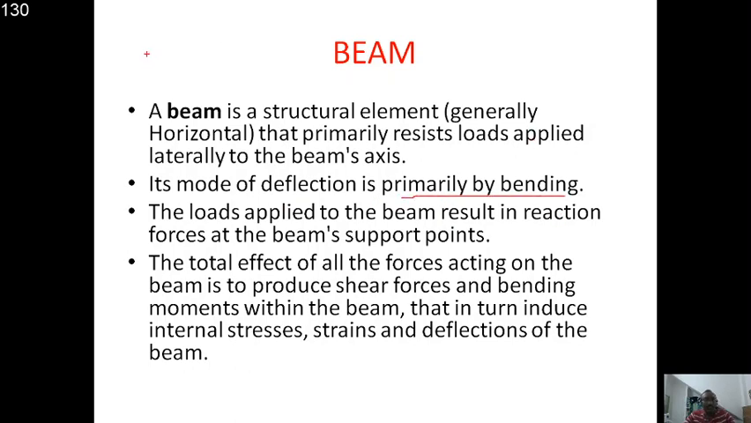We have already seen that if a beam is like this, it will deform into a curved shape. This type of deformation is known as bending, right? And the difference is known as deflection, and this one is known as deflection.